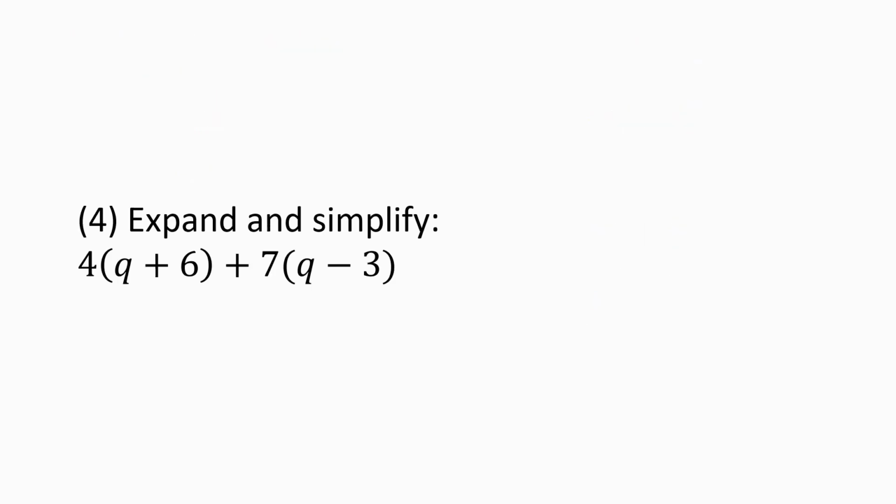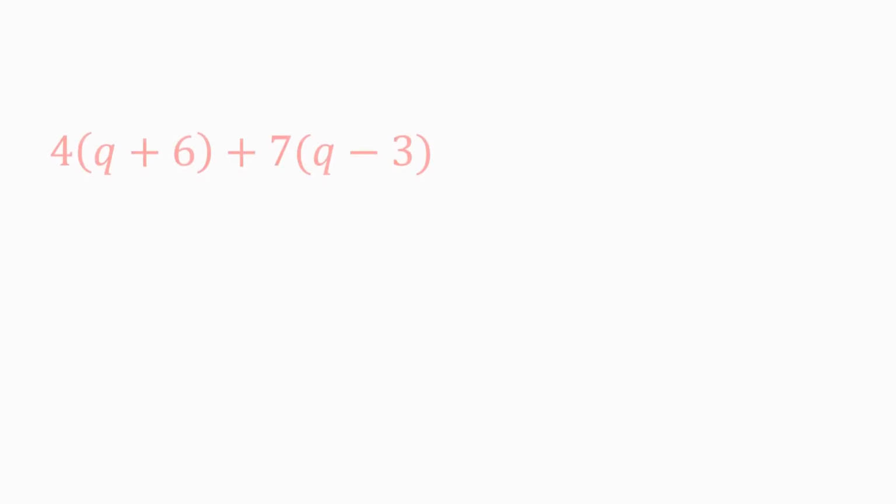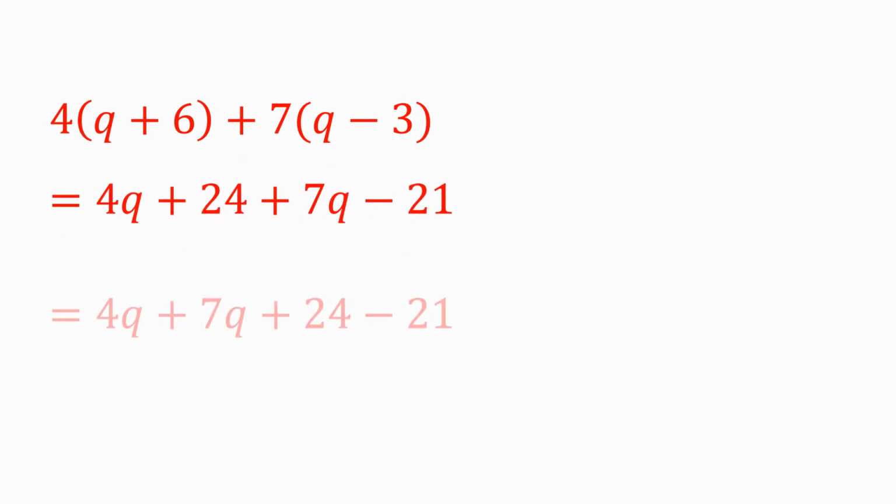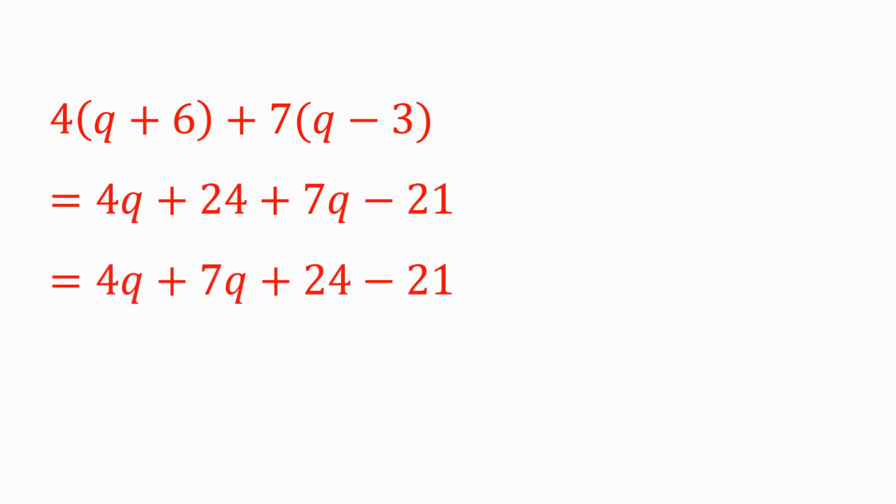Question 4. Expand and simplify 4 into q plus 6 plus 7 into q minus 3. You should expand and then simplify. So we start by opening the brackets. We shall have 4q plus 24 plus 7q minus 21. Then we put the like terms together. We have 4q plus 7q plus 24 minus 21. And that equals 11q plus 3.